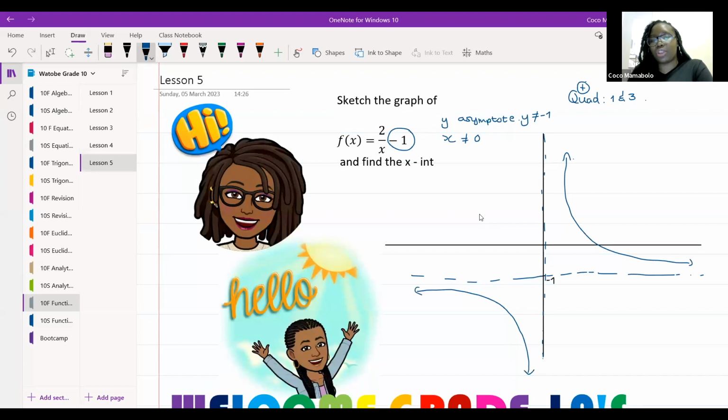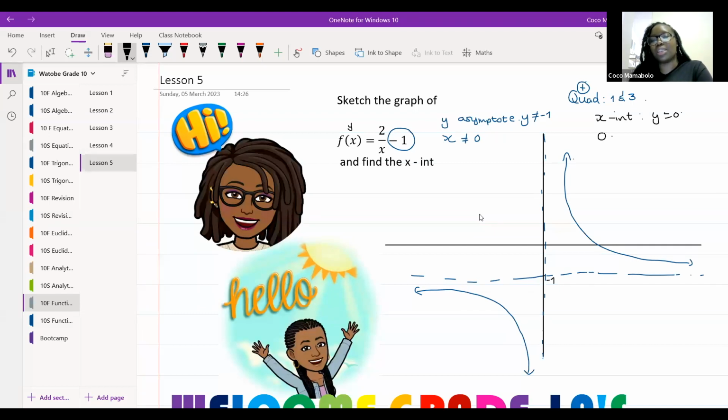All right. And then the question over here also says, find the x-intercept. And when we look for the x-intercept, guys, remember, y must equal 0. Okay, y must equal 0. So we can make y equal to 0, or f of x. f of x and y are the same thing.